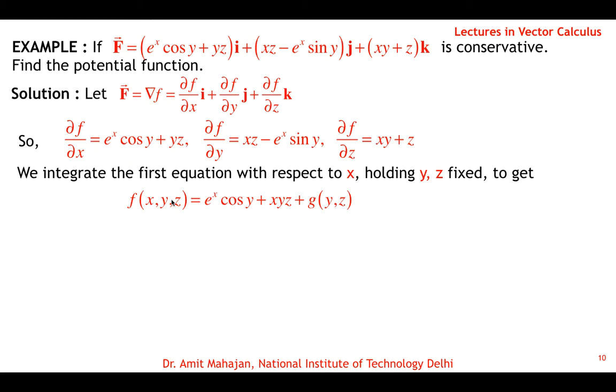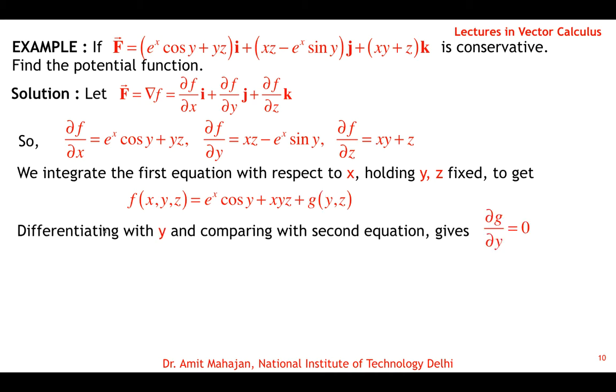So we have integrated the first equation. Now if I calculate the y derivative from this new equation and compare it with the second equation here, the y derivatives must be equal, and that will help us calculate this g function. Differentiating with respect to y, f derivative y will be minus e^x sin y, which is already here. The y derivative of this is xz, which is here, and then the partial derivative of g with respect to y. If I compare these two, it immediately gives that the partial derivative of g with y equals 0. These terms will cancel out.